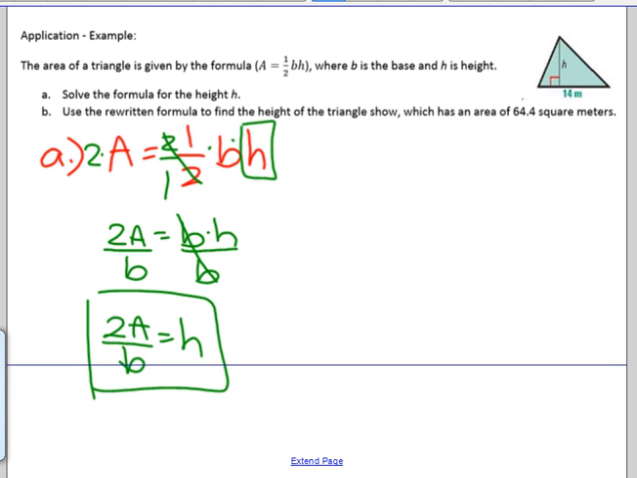So part B, I want to use the rewritten formula to find the height of the triangle, which has an area of 64.4 square meters. All right? So they tell us that the base was 14, and we know that the area is 64.4. So we're going to plug in the two variables that they gave us.